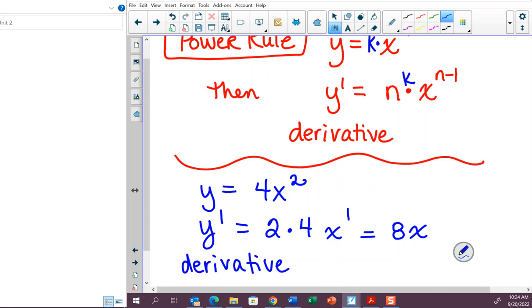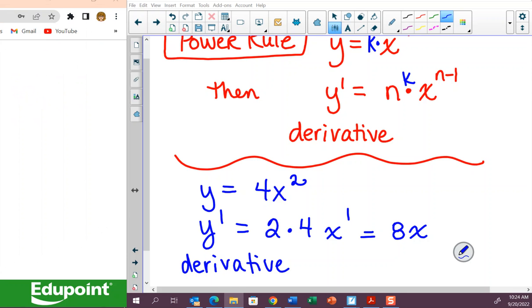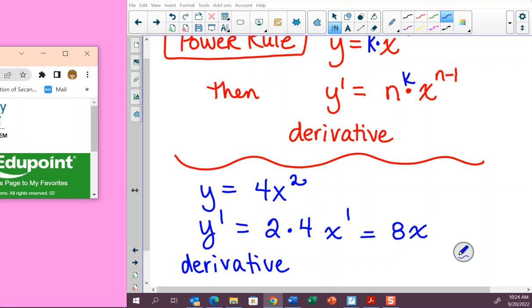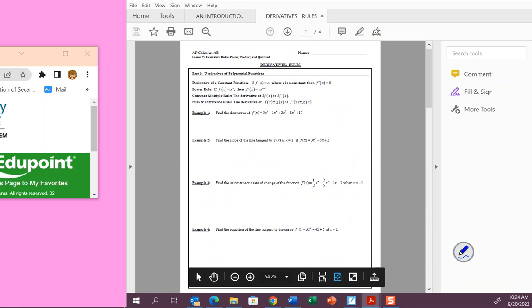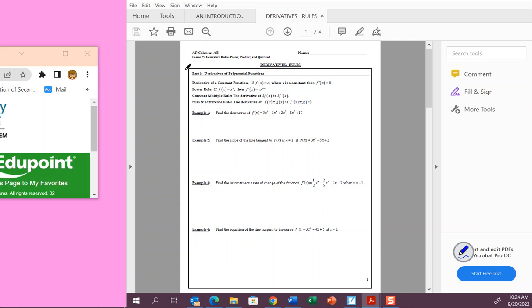The power rule is one of our best friends. The power rule means that we don't have to do limit definition almost ever again, because power rule shortcuts that entire situation. Let me print this over real quick.